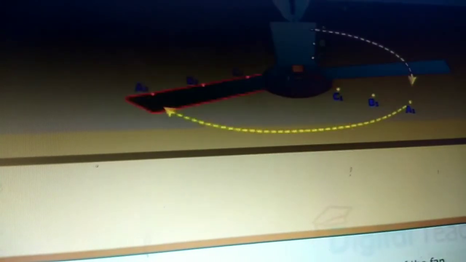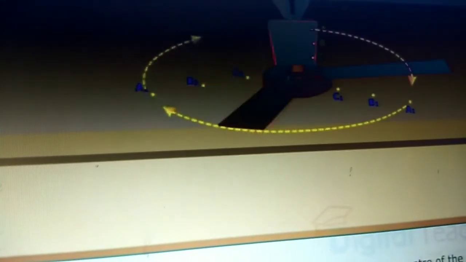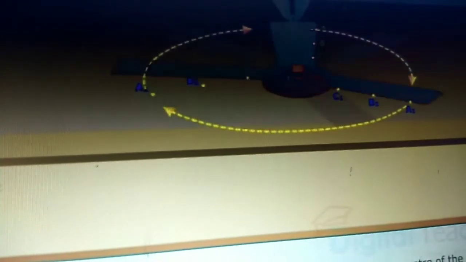Now, we are going to study about the rotatory motion. Consider a ceiling fan. Mark points A, B and C on any one of the blades of the fan. When the blade of the fan moves, the points A, B and C on the blade move to A1, B1, C1 first and then move to A2, B2 and C2 position. As a result, each point on the blade moves in a circular path around the center of the fan, which is fixed.